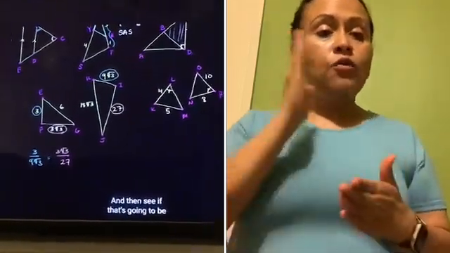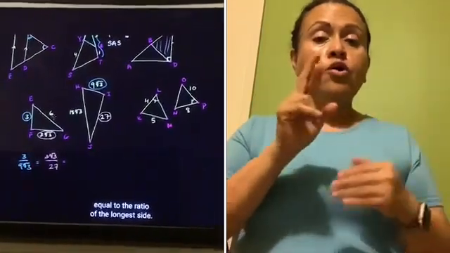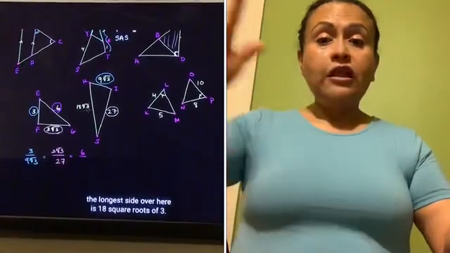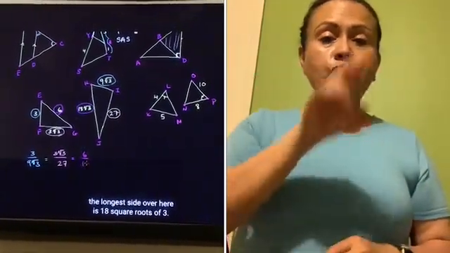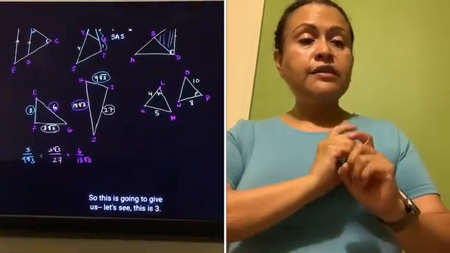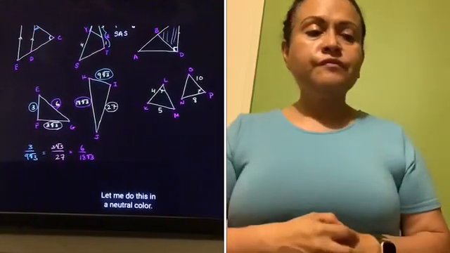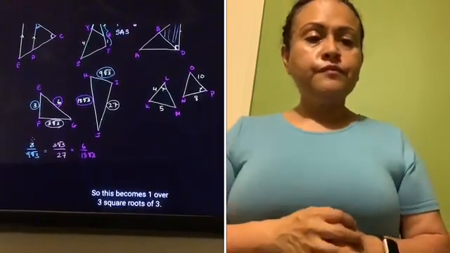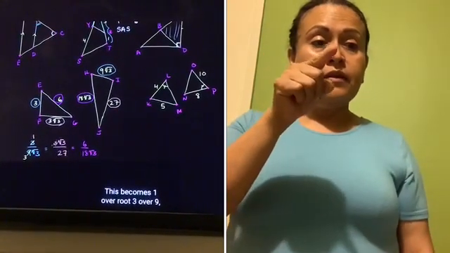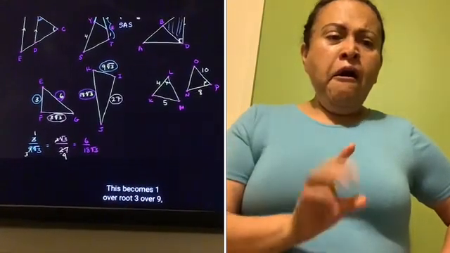and then see if that's going to be equal to the ratio of the longest sides. The longest side here is 6, and the longest side over here is 18 square roots of 3. So this is going to give us, let me do this in a neutral color, 3 over 9 square roots of 3, which becomes 1 over 3 square roots of 3. This becomes 1 over square root of 3, which is root 3 over 9.